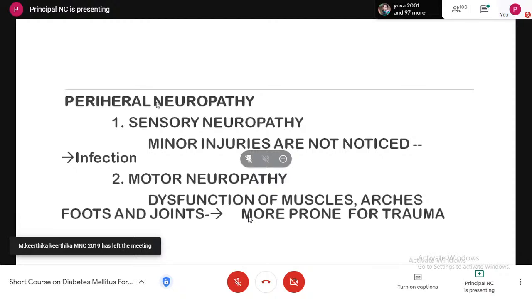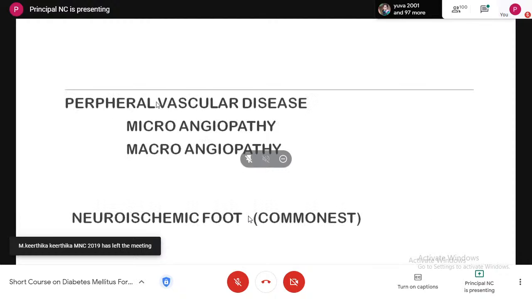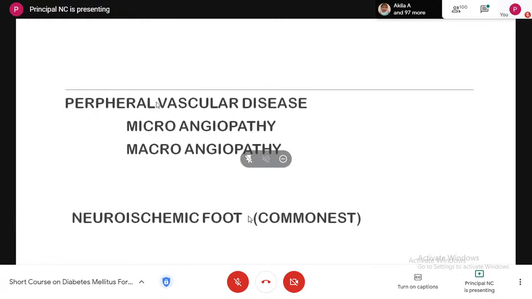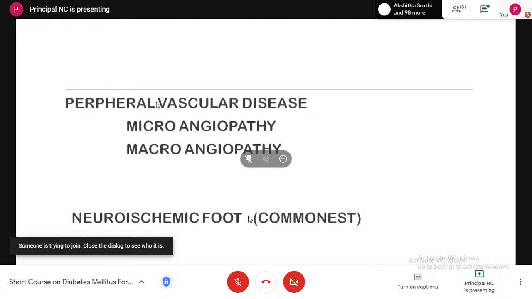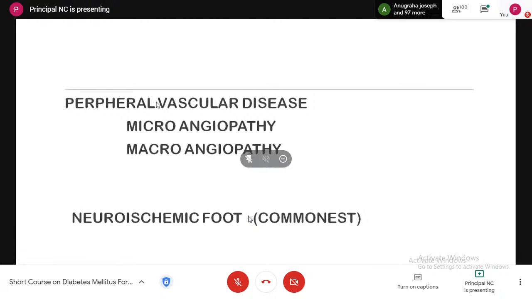So next slide. Yeah, as I already told, here again, macro and micro. Macro means big vessels. Big vessels in the sense here, aorta, external iliac, femoral vessel, these are the big vessels. Micro means the small vessels which are supplying the extremities, the toes. So they both will occur in different ways.